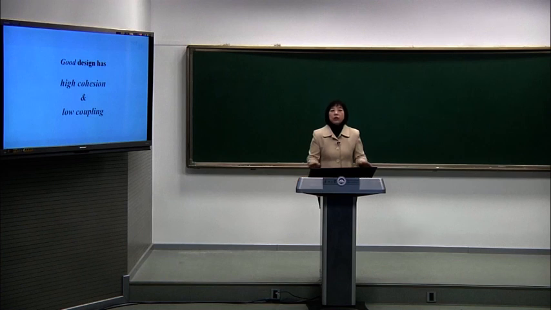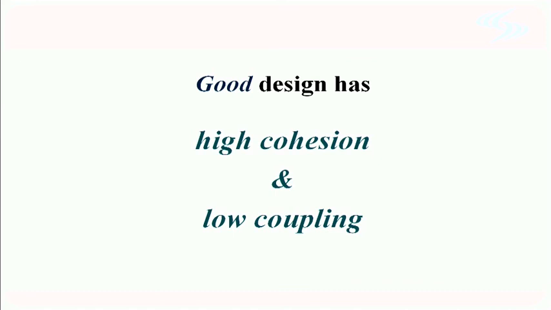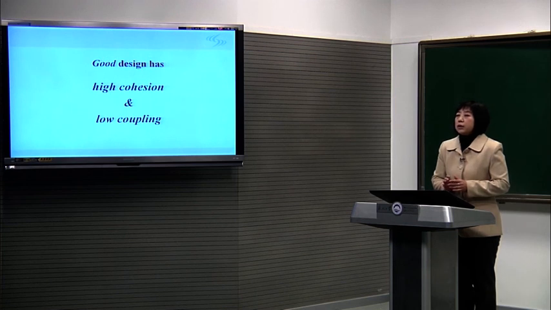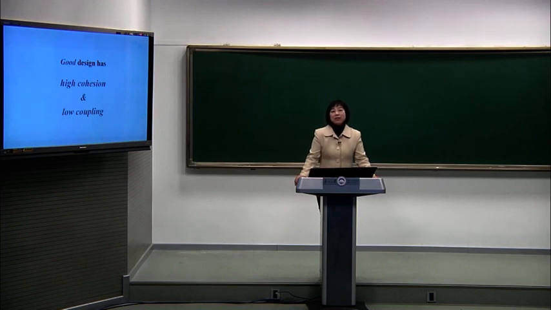Okay. So far, we have learned cohesion and coupling. Cohesion is the degree of interaction within a module, and the higher the cohesion, the better. Coupling is the degree of interaction between modules, and the lower the coupling, the better. So the rule for good design is to try to achieve high cohesion and low coupling. Okay, so much for this lecture. Thank you.